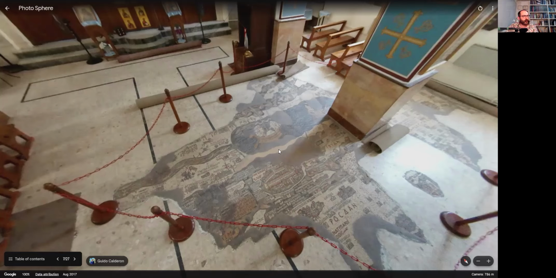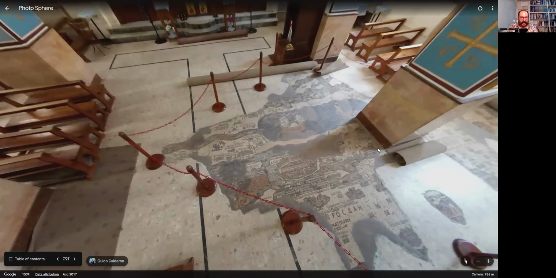Now, as you can see, the map is broken, which is really sad because construction workers were doing something and I guess they didn't see it or they didn't know. It broke. So all we have left is this little fraction of it, which is very unfortunate, but it's still very valuable because this map is 1,500 years old. It's the oldest map of Israel.